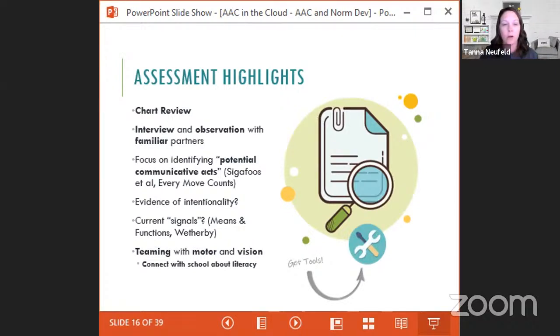When I'm working with communicators in this early stage, I want to focus on identifying potential communicative acts. And this is work by Jeff Sigafus. You can find it in the resources page in your slides. There's also that wonderful Every Move Counts program, which is an assessment and intervention tool for working with pre-intentional communicators, right? Pre-intentional communicators that are not yet perhaps demonstrating any signs of intentional communication, but have some voluntary behaviors going on. And so identifying potential communicative acts, we take a look at what can this child control? What can they do with their body, facial expression, eye gaze, etc.? I want to take those and identify those as potential communicative acts that I can shape in my intervention process.